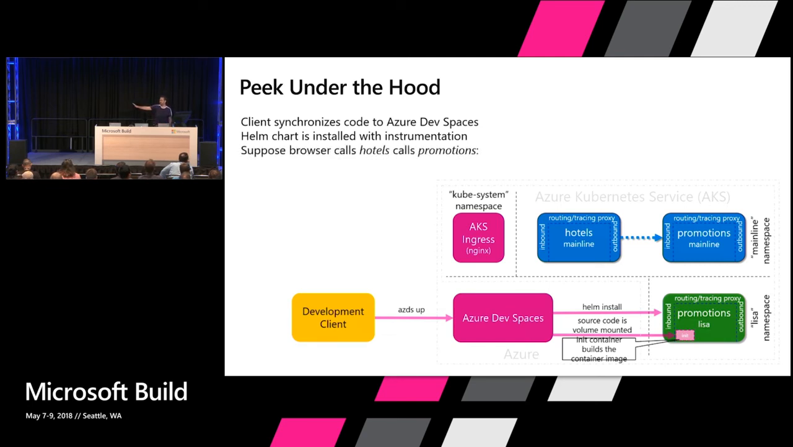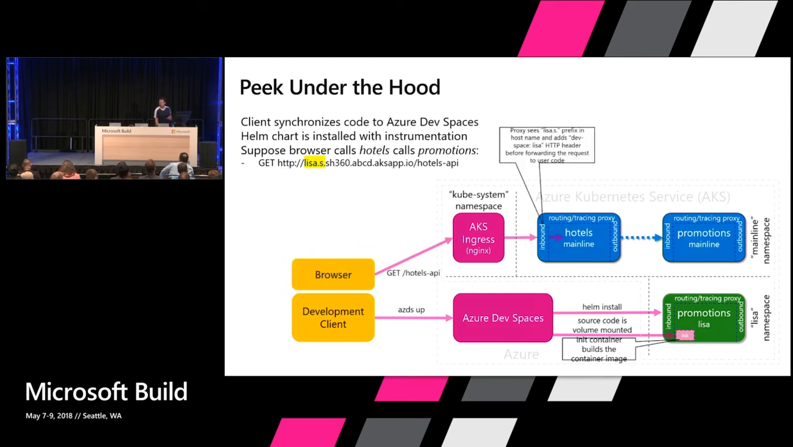And so now I've got my own container running in my own space. Now suppose you go to the browser and you make a call to hotels. Lisa was showing that she was prefixing the URL with her space name, lisa.s, which when that goes into the AKS ingress, there's a rule that we place there that just looks for the presence of any prefixes for a space, and then turns that into just adding some HTTP headers for you, so that now they actually start flowing through the requests.